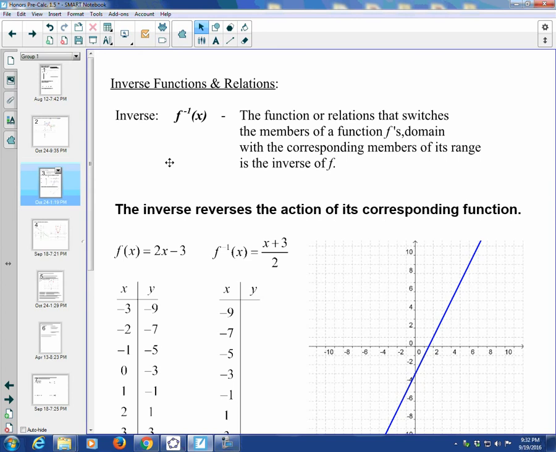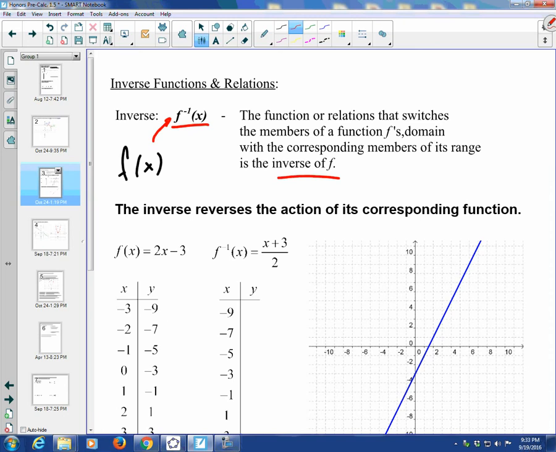to get the graph of that inverse. So right here, if we have a function, let's say f of x, we would say that the inverse of f of x would be written f to the negative 1 of x, and we would say that that is f inverse of x. And the inverse of f is going to be the function or relation that switches the members of a function f's domain with the corresponding members of its range, and that is the inverse of f.